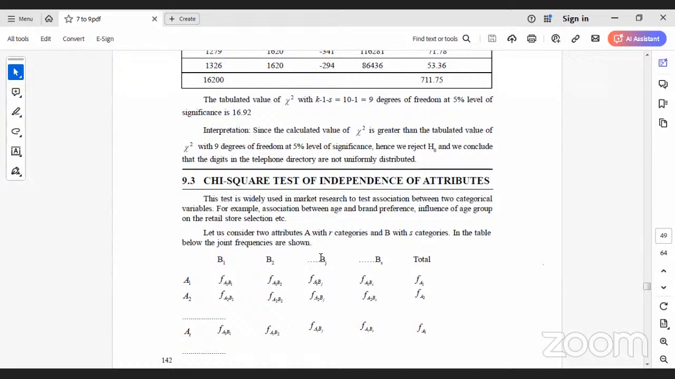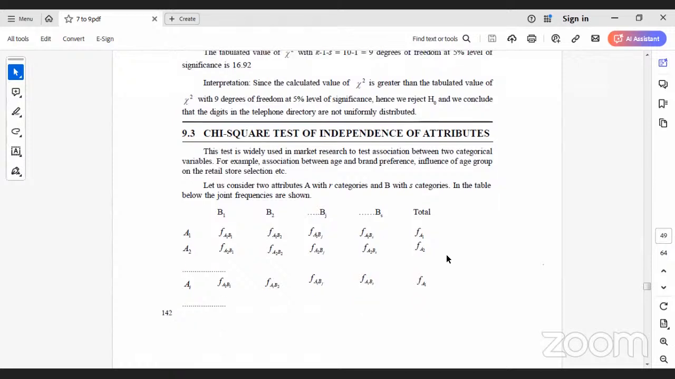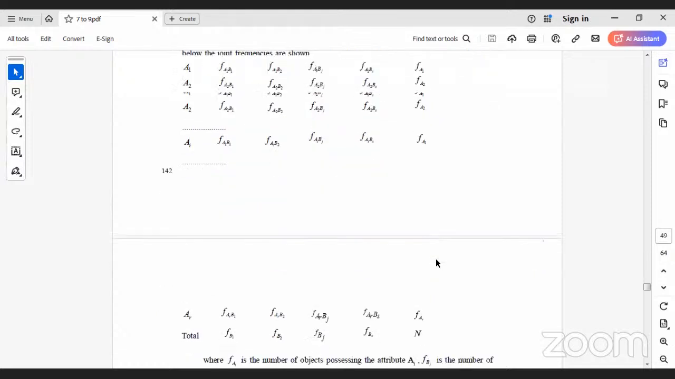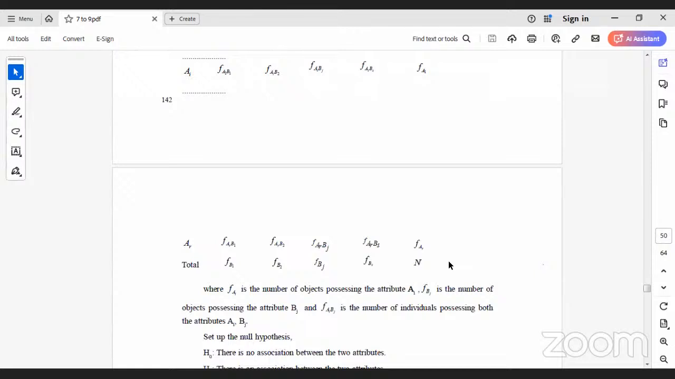So let us consider two attributes, A with r categories and B with s categories. In the table below, the joint frequencies are shown: B1, B2, up to Bj, and the totals. So f(A1B1), f(A1B2), up to f(A1Bj), and f(A1) is the total. Similarly for Ar: f(ArB1), f(ArB2), f(ArBj), f(ArBs), and f(Ar) is the total we are writing here.